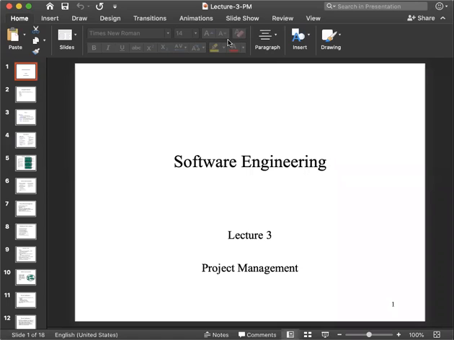Okay, so the thing is, a project is not a small thing. A project is a very big thing. If you're thinking our software making is a very easy task, software making is not an easy task. It is a huge task. There are so many parts of the task.